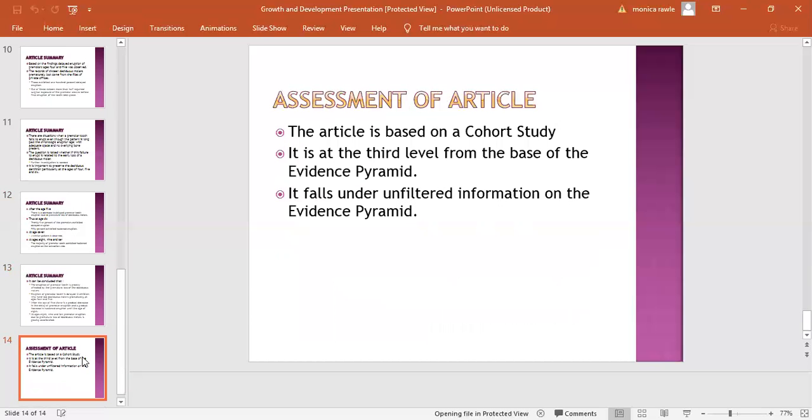So this is now the assessment of the article. The article is a cohort study. It's the third level from the base of the evidence pyramid, and it falls on the unfiltered information on the evidence pyramid.